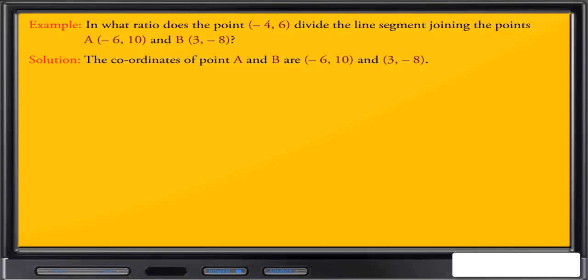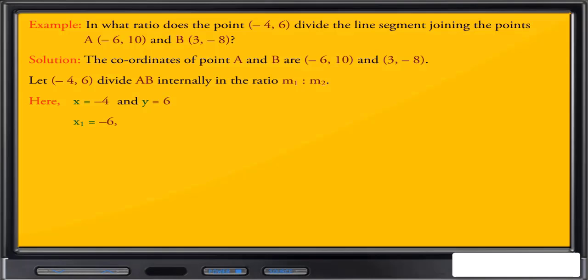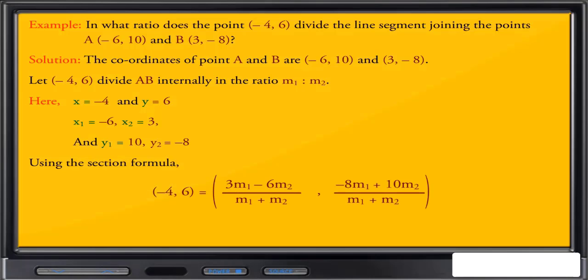The coordinates of the points A and B are (-6, 10) and (3, -8). Let (-4, 6) divide AB internally in the ratio m1 is to m2. Here, x is equal to -4 and y is equal to 6. x1 is equal to -6, x2 is equal to 3 and y1 is equal to 10, y2 is equal to -8. Using the section formula, we get (-4, 6) is equal to (3 into m1 minus 6 into m2 upon m1 plus m2, -8 into m1 plus 10 into m2 upon m1 plus m2).